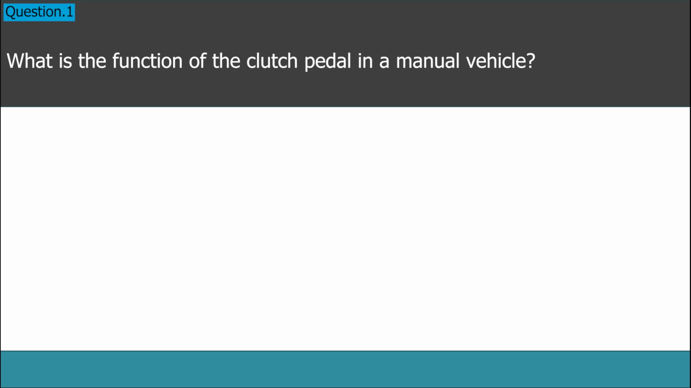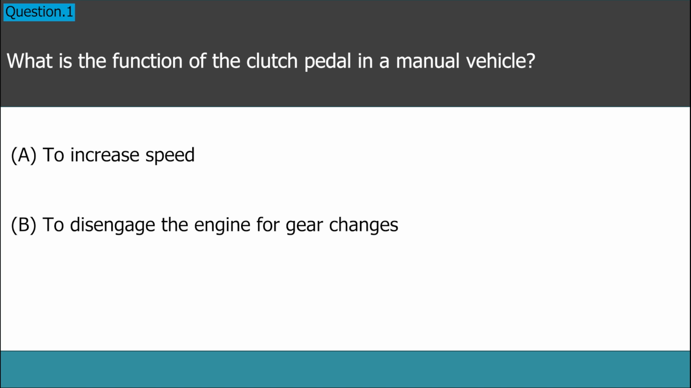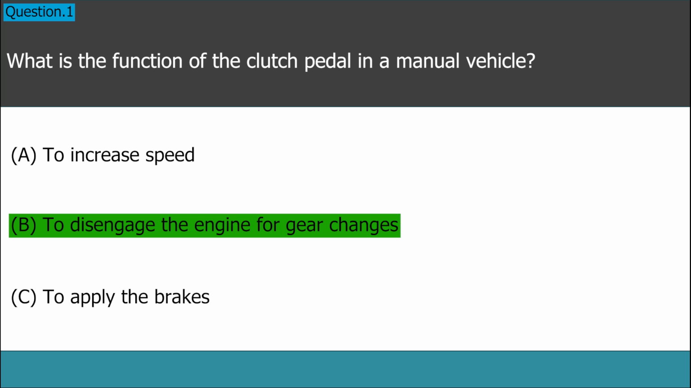What is the function of the clutch pedal in a manual vehicle? A. To increase speed. B. To disengage the engine for gear changes. C. To apply the brakes. Answer: B. To disengage the engine for gear changes. The clutch pedal is used to disconnect the engine from the wheels, allowing you to change gears smoothly.